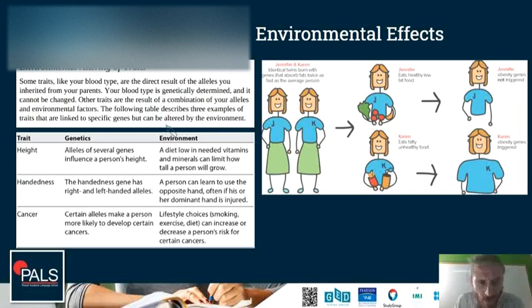Not only do our genes and alleles affect our traits, how we look and how our body behaves, some traits are just controlled by our genes, like our blood type, for example. They're directly the result of the alleles that you have, inherited from your parents.